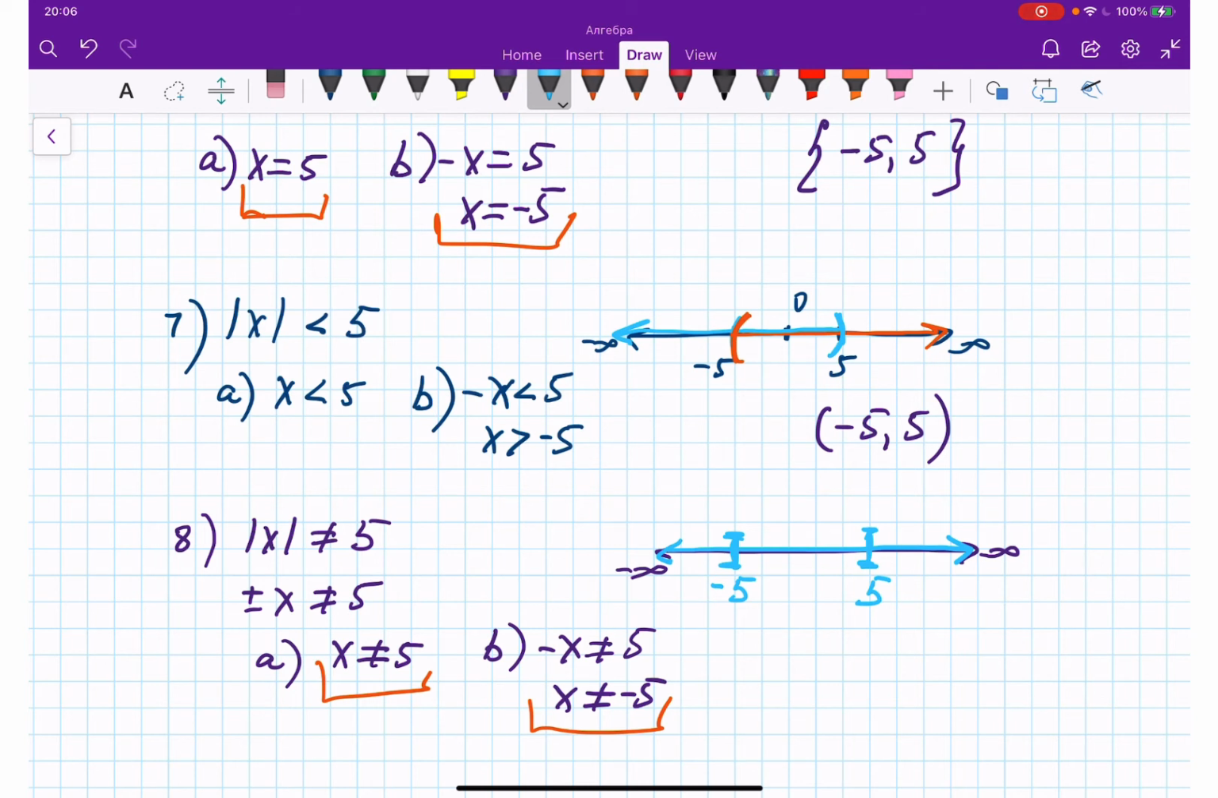How are we going to put it here? We are going to break it down into 3 ranges, this, this, and this. So the answer is going to be negative infinity to negative 5, or negative 5 to positive 5, or positive 5 to infinity.